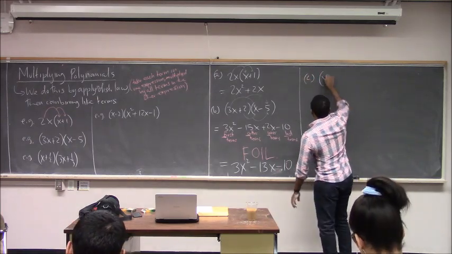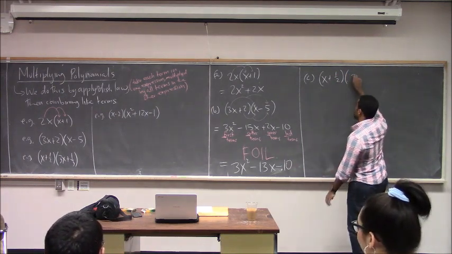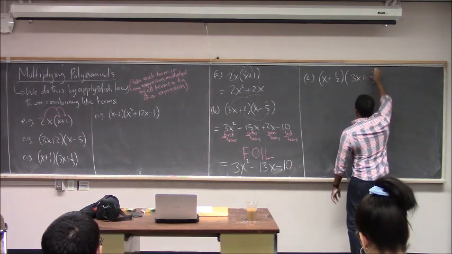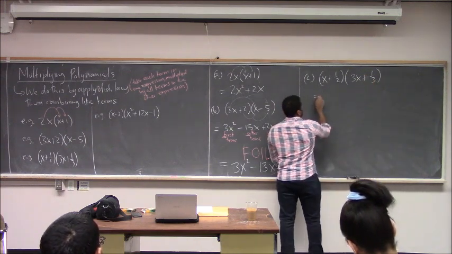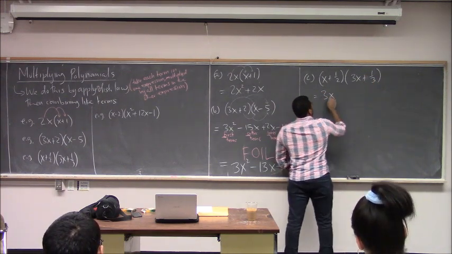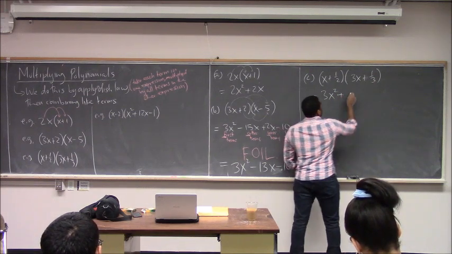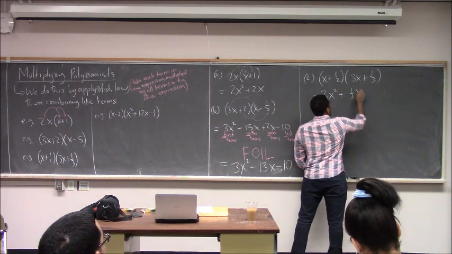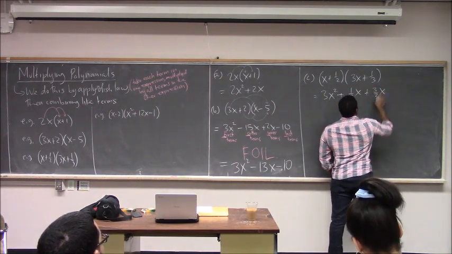So for this one, you can FOIL again, but I just decided to throw some fractions in here just to scare people, and to see if we remember how to deal with this. So what would that look like? First term, 3x squared. Plus 2x. Plus 1 over 3x. Plus 3 over 2x. Plus 5.